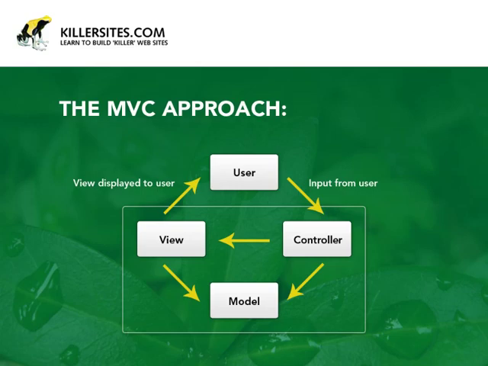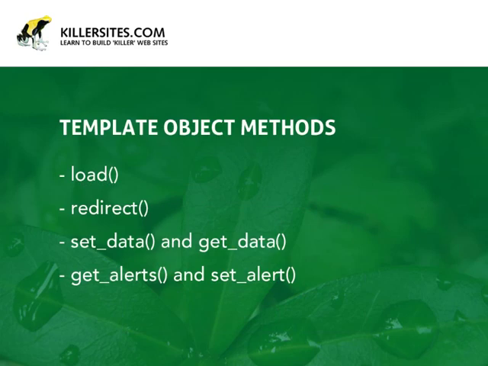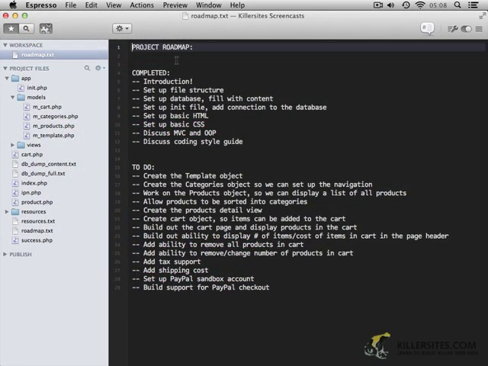In this particular video, we're going to be covering a couple key methods that this object offers. We're going to be covering load, which loads our views. We're going to be covering redirect, which sends the user to a different page entirely. We're going to be covering setData, which allows us to store data that's going to be used and displayed in the views. And we're going to be talking about getData, which retrieves that information and displays it within our view. In the next video, we'll be talking about additional functionality that this object offers, including getting and setting alerts. Let's dive into the code.